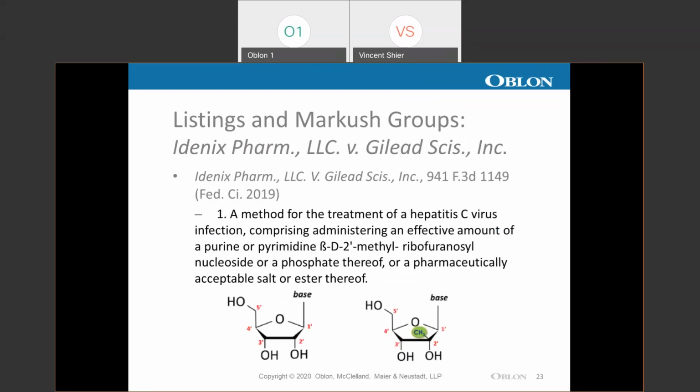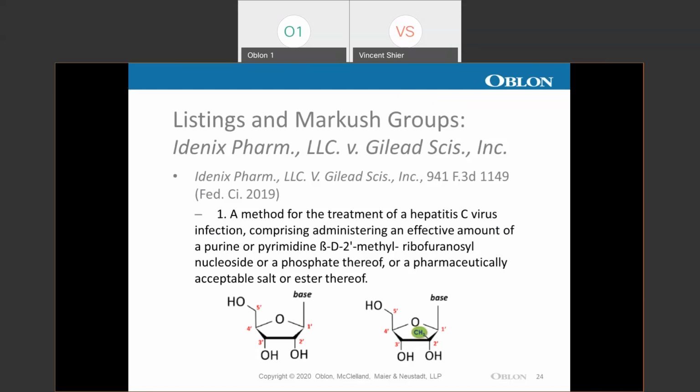So in addition to transitional phrases and how they may raise scope issues, the courts also recently looked at the enablement of broad claims, which will have a direct impact upon Markush claiming in the Idenix case. So this is the Idenix v. Gilead case. The nucleosides claimed in the 597 patent contain a sugar ring having 5 carbon atoms, numbers 1' to 5', as well as a base.